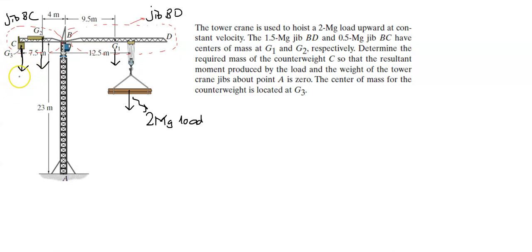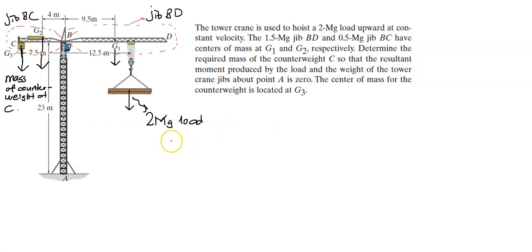another mass here, affecting downwards. So basically, the question is asking us for the mass of counterweight C, the mass of the counterweight at C. The counterweights are used to balance these two jibs and the tower itself under the effect of this load that is being carried by the longer jib. So we need a counterweight at the back end of the tower.